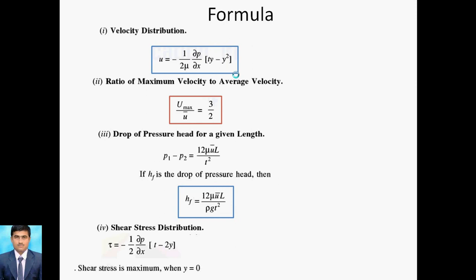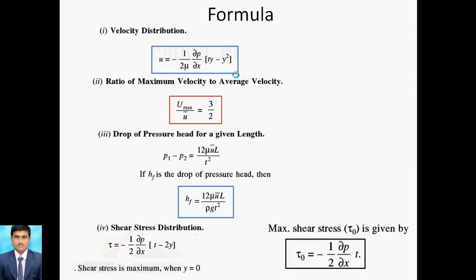If you put the value of y = 0, the shear distribution is maximum, so that becomes τ_0 = -½ ∂p/∂x · t. So this is the general form of the equation. Now we move to the next stage, that is regarding the problem.